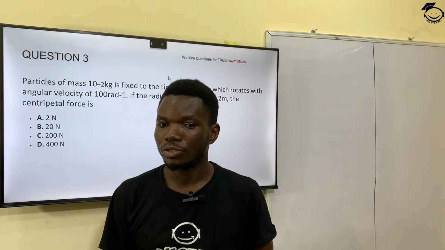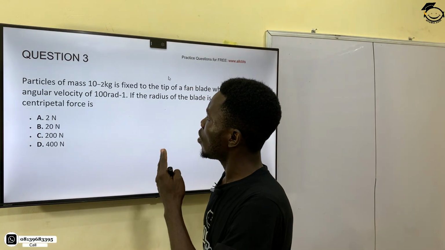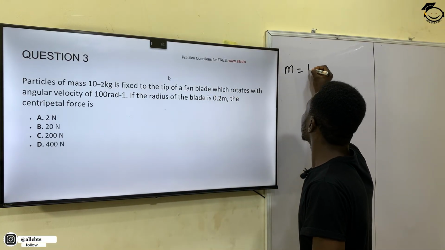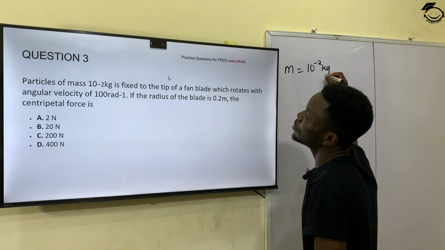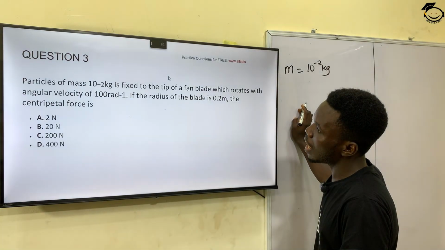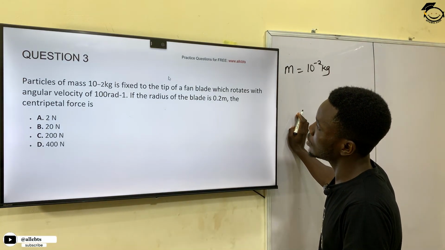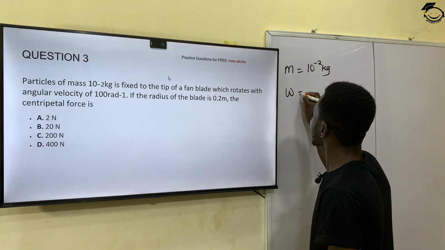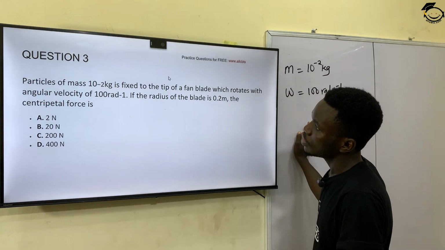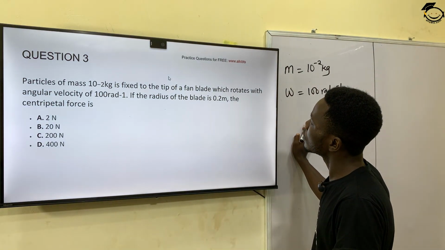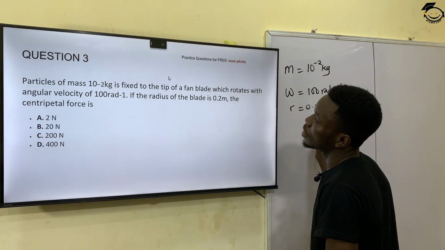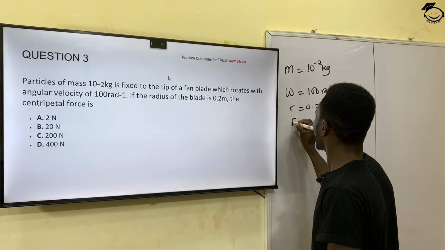So that takes us to question number 3, which says a particle of mass 10 raised to the power minus 2 kilograms is fixed to the tip of a fan blade which rotates with an angular velocity of 100 rad per second. So our omega was given as 100 rad per second. Then it said if the radius of the blade is 0.2 meters, what is the centripetal force?